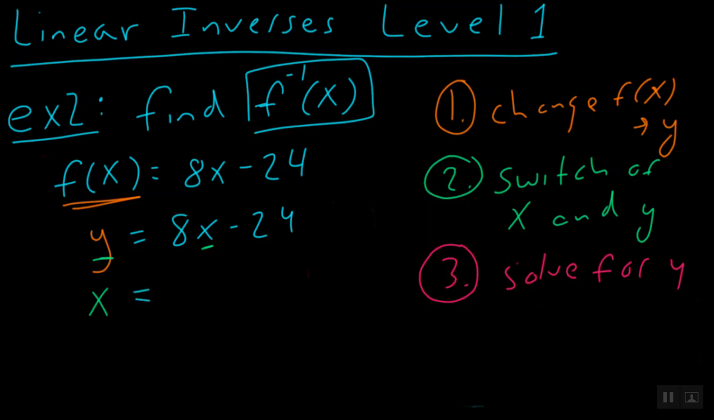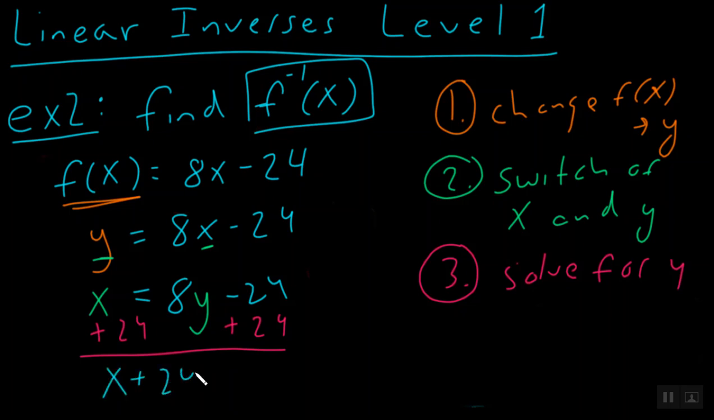And so we have x is equal to 8y minus 24. Now from here, we want to solve for y. So the first thing I get rid of is my subtraction. I add 24 to both sides, plus 24, plus 24. And now we have x plus 24 is equal to 8y. Our zero pair is gone. And our final step is that we're going to divide both sides by 8.